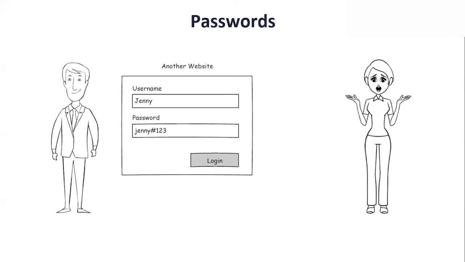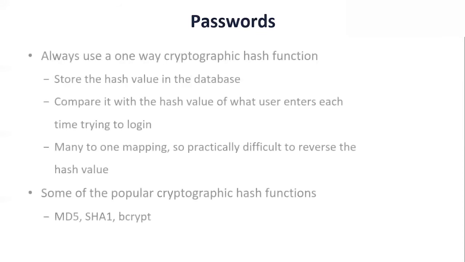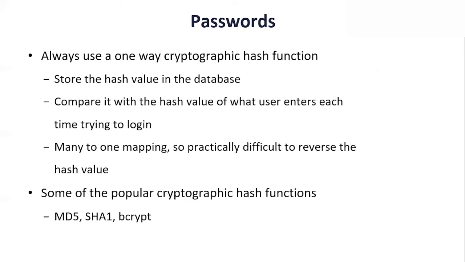So that's why we should never try to save this kind of sensitive information plainly onto a database. So what we do is we always have to use a one-way cryptographic hash function. A hash function is something that converts a given plain text into some kind of random text, and we call it the hash value.